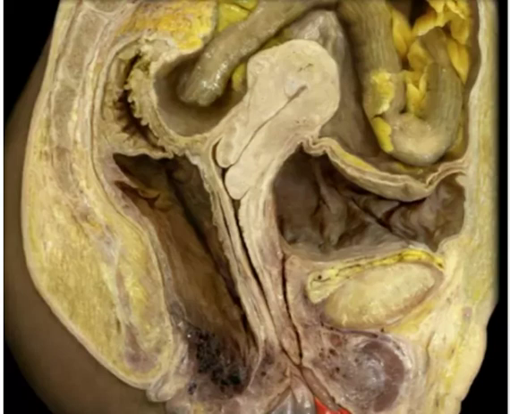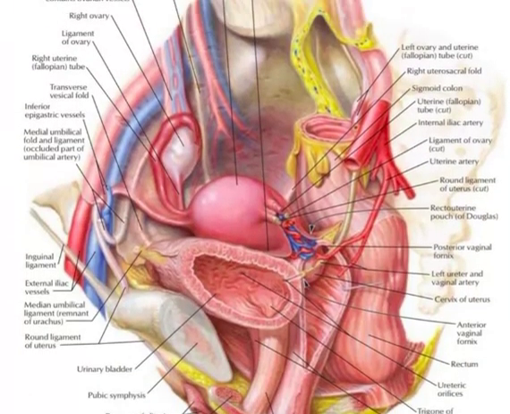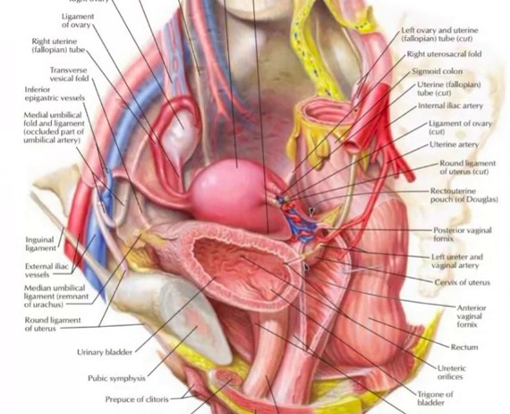I am Yopna Saraswat, roll number 180, and I'll be discussing the mid-sagittal section of the female pelvis. I'll be dealing with this diagram. So what are the structures that would be present in the female pelvis?